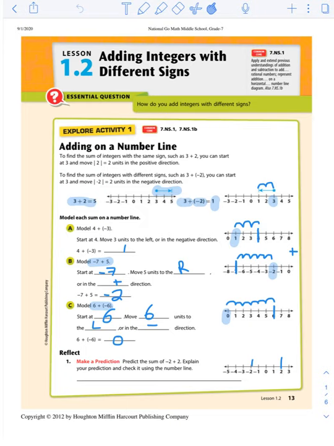So negative 2 plus 2, I'm predicting the sum will be 0. Let's see, if I start at negative 2 and I move 2 units in the positive direction, I end at 0.